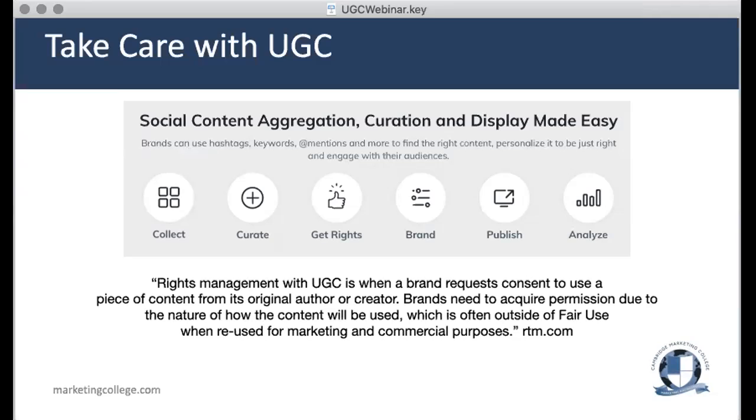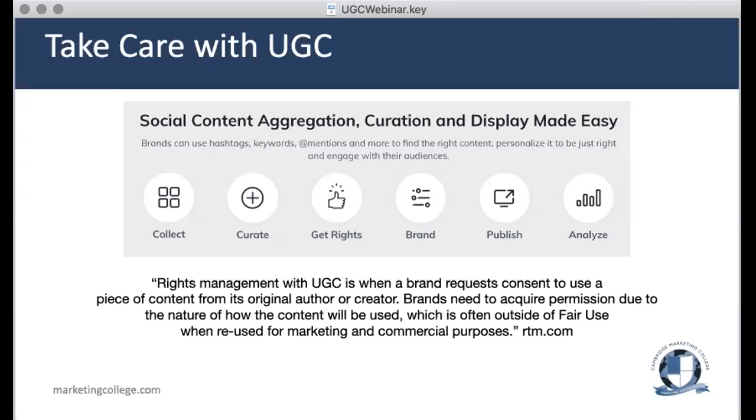So when I talk about the example of using user-generated content at an event, what you'll probably say is, well, that was to build the community, that was to build the storytelling, that was to build the engagement and the intimacy of the event, and that would be fair use. But if you begin to then use it for remarketing, advertising, or commercial purposes, you need to get the permission.